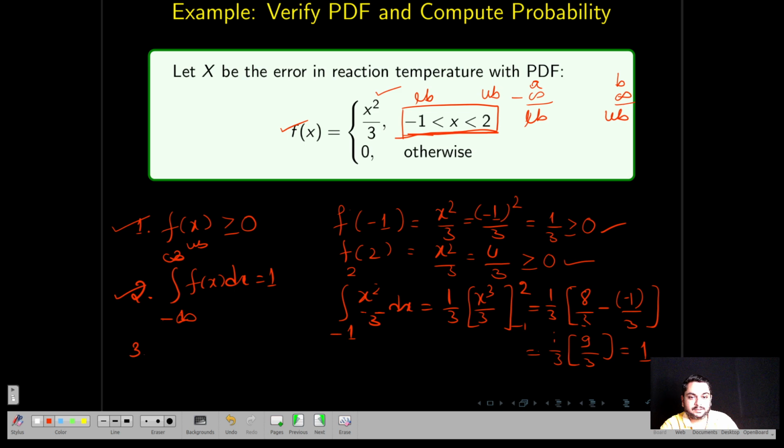Now the third case is, you already defined it. So minus 1 less than x less than 2 is your a to b, x square by 3 dx. This is already established. A to b is minus 1 to 2. So this holds because I already calculated these values and got it as 1. So it is integrable in that. So that is how you have to verify a probability density function.